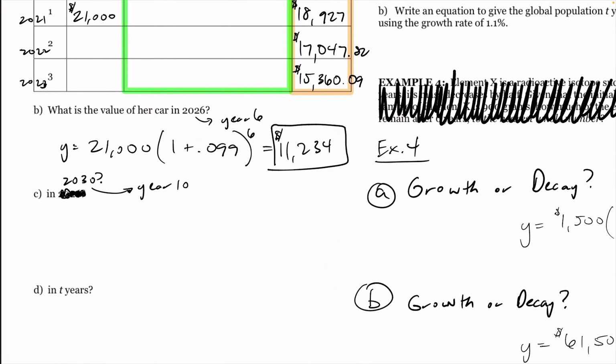And then year 10, it's worth even less. A 10-year-old car is not that old. It's like 7,000 and some, isn't it? $7,404.01.